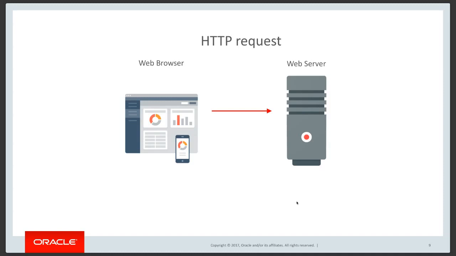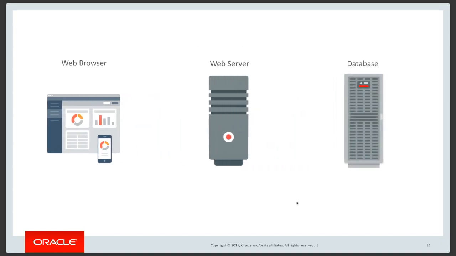So the web browser would issue an HTTP request to the web server. The web server would typically read some kind of static file and then send a response back to the web browser. And this worked well and good for a while, but as things evolved, we got a little smarter and realized that we could actually mix in a database.